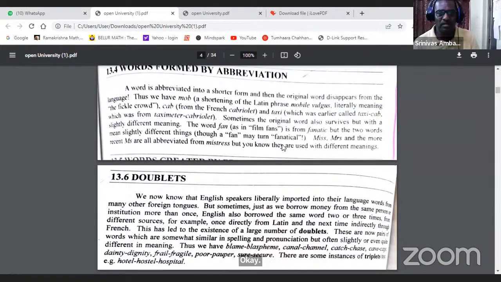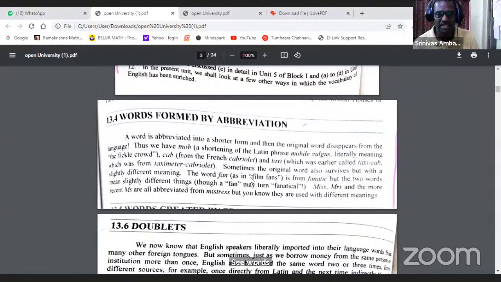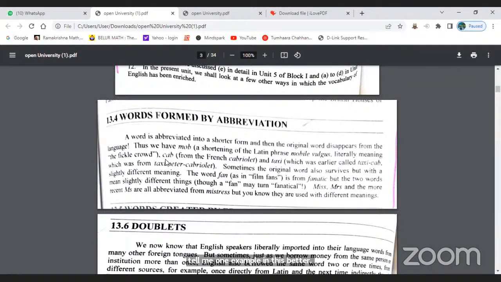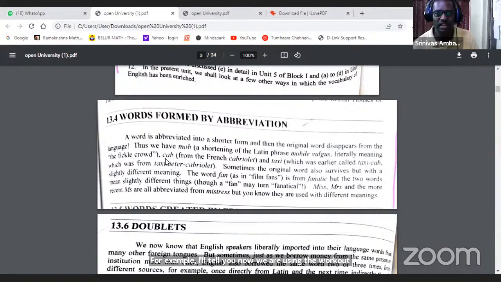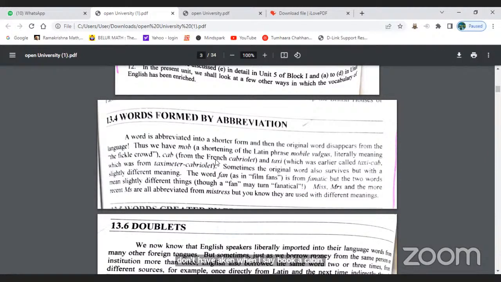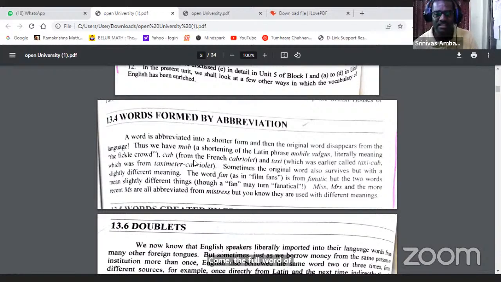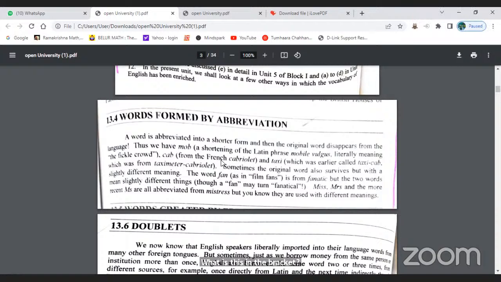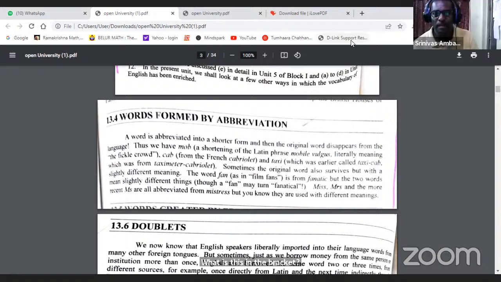See, words formed by abbreviations. Just look at it and tell me one example in this para. For example, I'll tell you cab. Now we are using the word cab. If I invite you to come home, you'll say, sir, I don't have a vehicle. Then I'll say, book a cab and come. The full word of cab is, can you see this? What is this in the bracket? From the French cabriolet. From the French word, the full word, cabriolet.